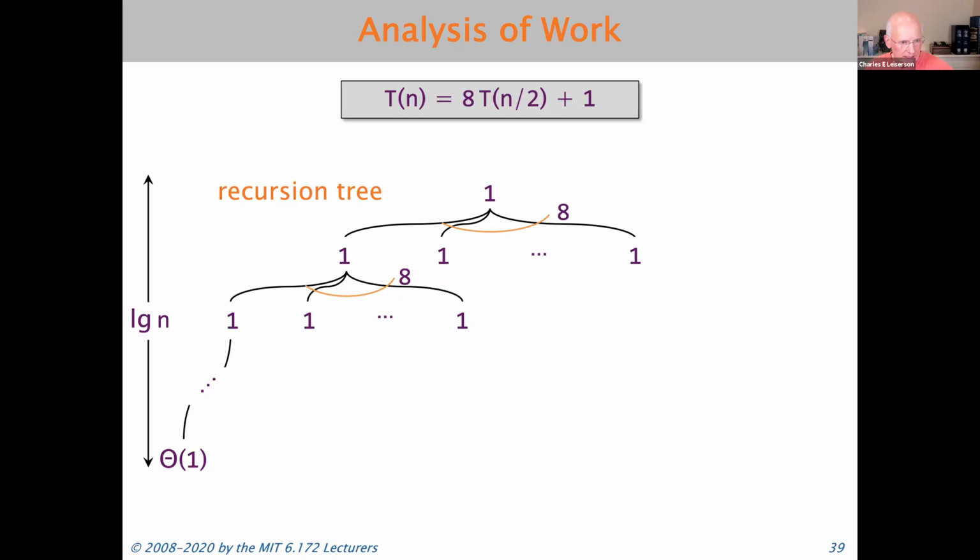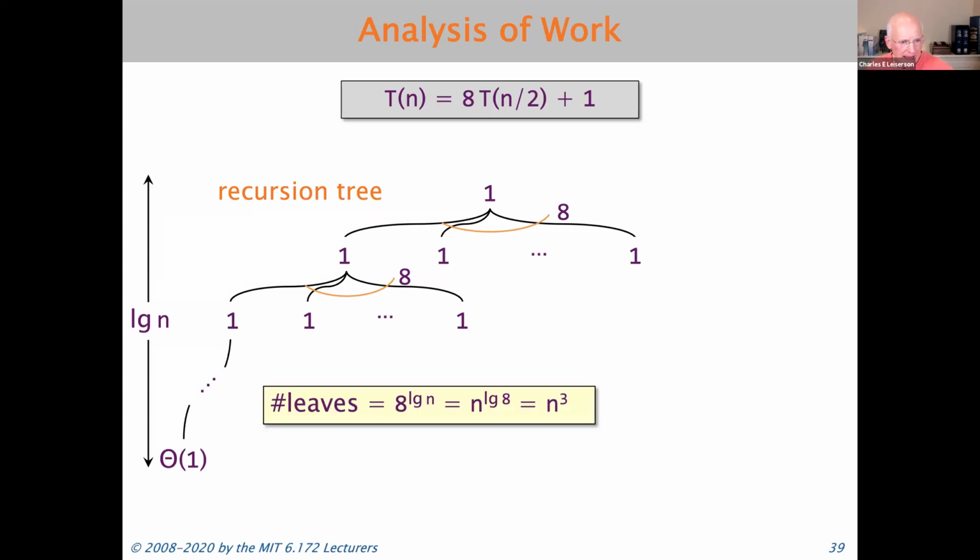So here's the analysis. It's basically got log n layers. And that means the number of leaves, since we have a branching factor of 8 at each layer, goes 8, 64, etc. And so 8 to the height is 8 to the log n. That's the same as n to the log 8. Well, that's n cubed. All our logs are base 2, of course, because we're computer scientists, not electrical engineers.